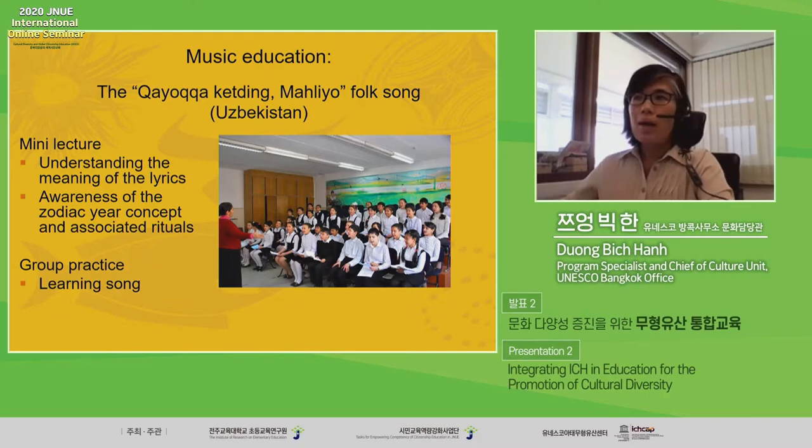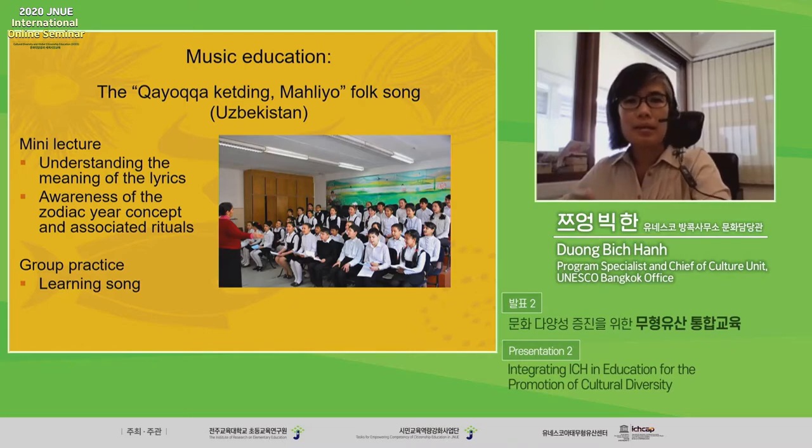One example is the music education that takes place in Uzbekistan on one of the folk songs of the country. In the lecture, students would learn about the meaning of the lyrics. They learn about the zodiac year concept and the associated ritual that makes a reference to the song, or where the song plays a significant role. And then in group practice they learn singing the song and could be performing the song. So in that sense, we would actually be practicing the ICH.